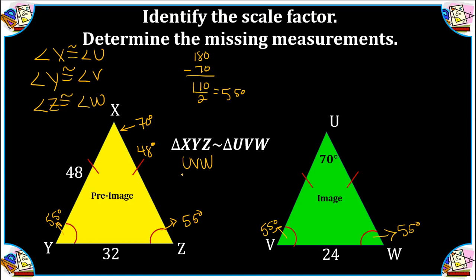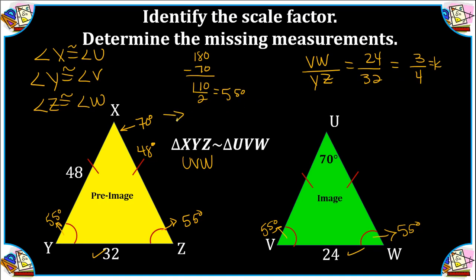Okay, now let's find our scale factor. So we have this side length and this side length. That's what we're going to have to use, that ratio. And we're going to do the new image, which is, let's see, this is going to be VW compared to YZ. VW is 24, YZ is 32. They have a greatest common factor of 8, and this is going to give us 3/4. So our scale factor is 3/4.